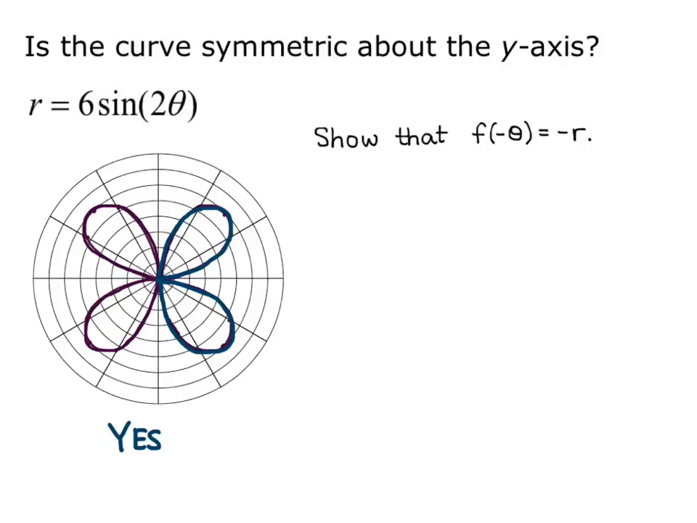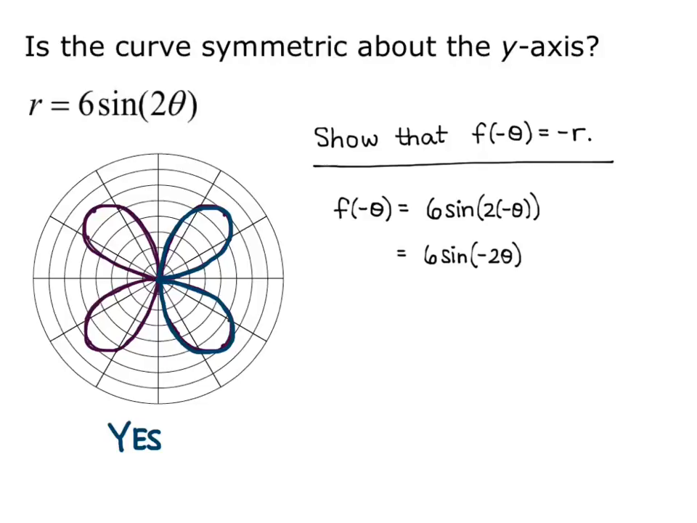And to prove it, I want to show that f of negative theta equals negative r. So I plug in negative theta. f of negative theta equals 6 sine of 2 times negative theta, which is equivalent to 6 sine of negative 2 theta. And since sine is an odd function, I can pull out the negative. So that's negative 6 sine of 2 theta, which is negative r. So we've proved that it's symmetric about the y-axis.